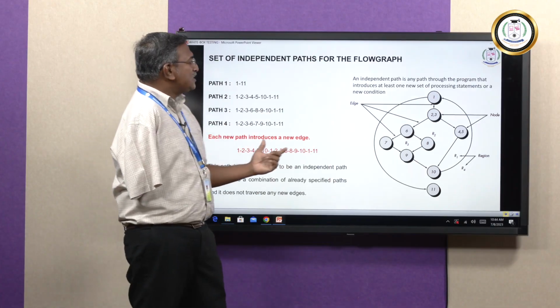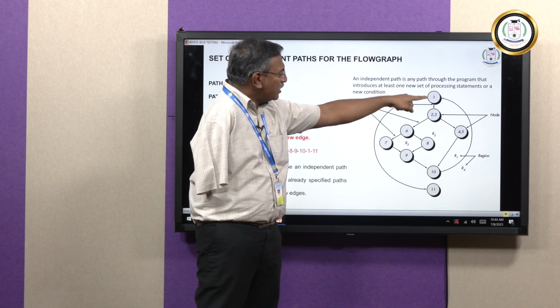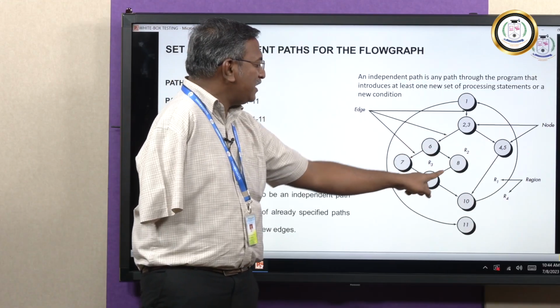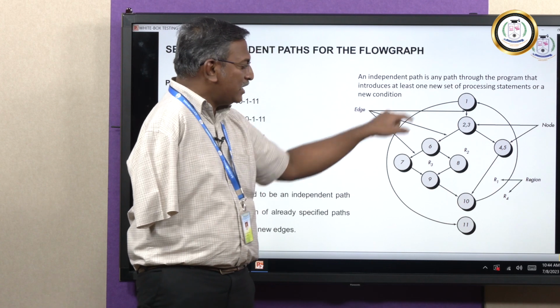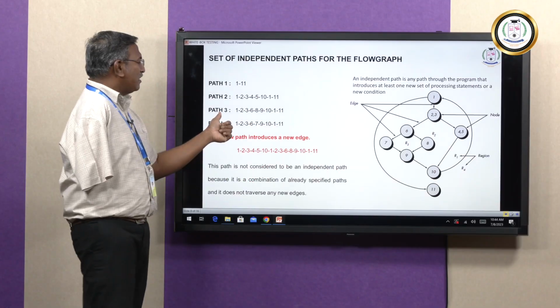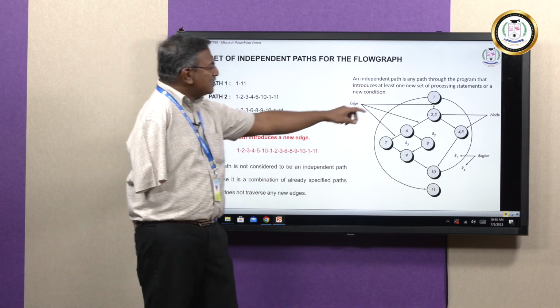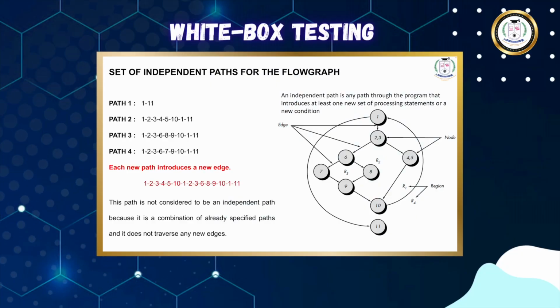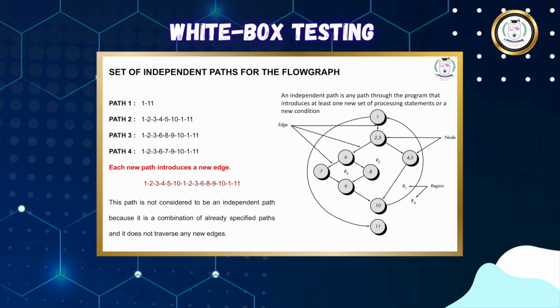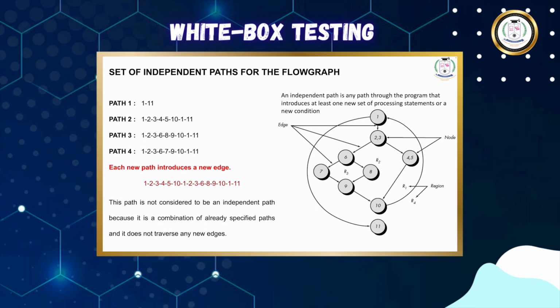Whereas path 3 is node 1, 2, 3, 6, 8, 9, 10, again 1 and 11. So this is path 3. And path 4 is from node 1, 2, 3, 6, 7, 9, 10, again 1 and 11.